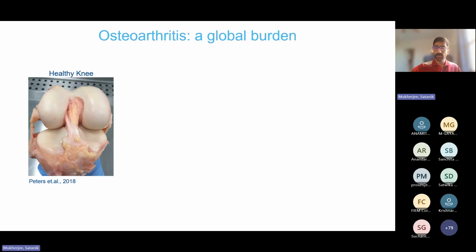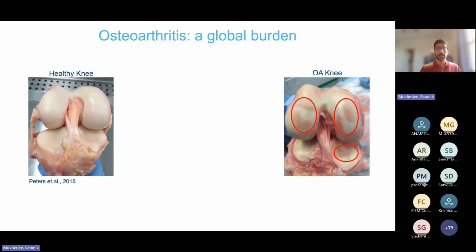And it affects multiple joints in the human body. The most commonly affected joint is the human knee joint. What happens in osteoarthritis is degeneration of articular cartilage, which is the soft cushioning tissue that is present in between the articulating ends of the joints.